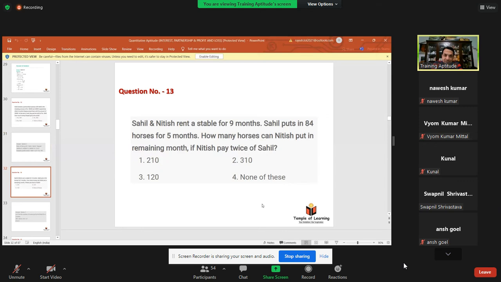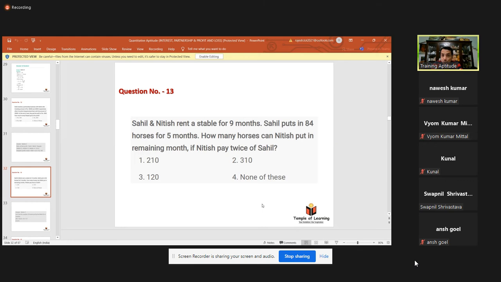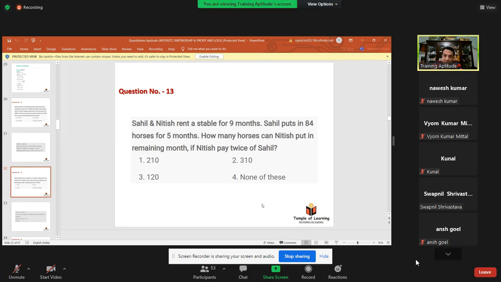Sahil and Nitish rent a stable for 9 months. Sahil puts in 84 horses for 5 months. How many horses can Nitish put in the remaining month if Nitish pays twice of Sahil? So Sahil's expense is 84 into 5, and Nitish's value should be, it's a very simple equation. Nitish is putting in for 4 months.